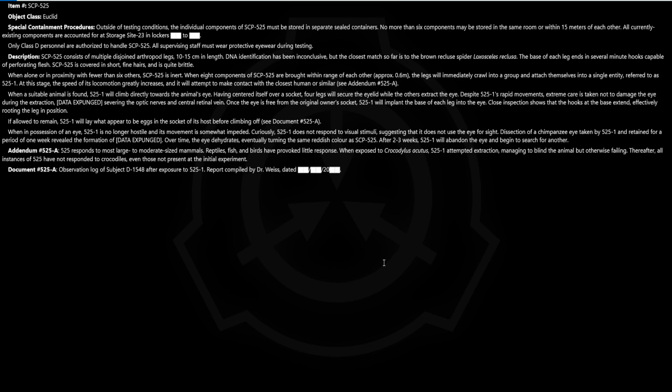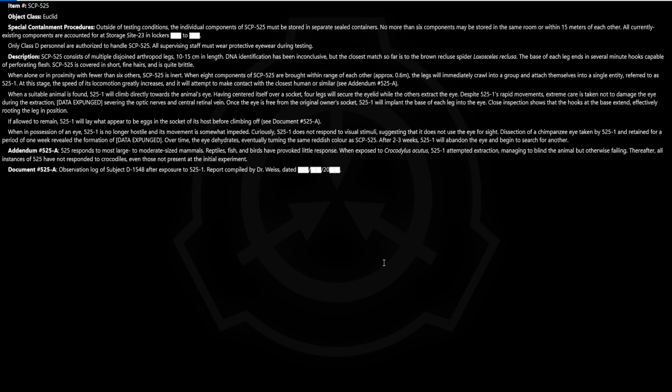When alone or in proximity with fewer than 6 others, SCP-525 is inert. When 8 components of SCP-525 are brought within range of each other, approximately 0.6 meters, the legs will immediately crawl into a group and attach themselves into a single entity, referred to as SCP-525-1. At this stage, the speed of its locomotion greatly increases, and it will attempt to make contact with the closest human or similar. See Addendum 525-A.